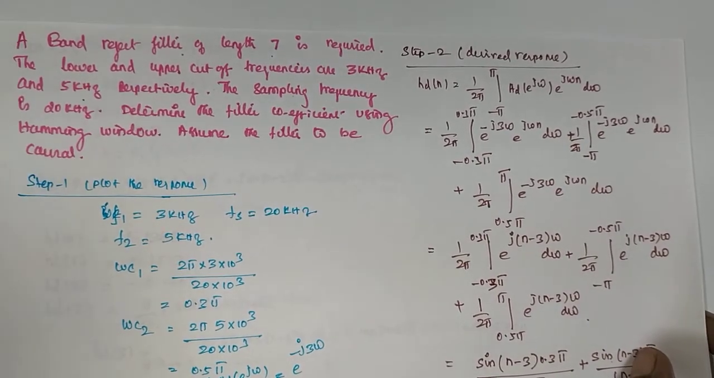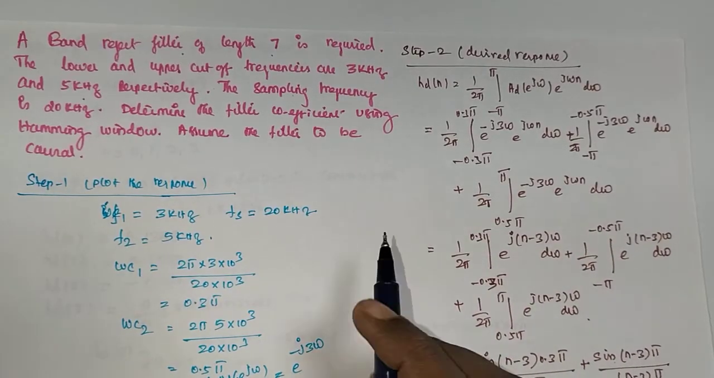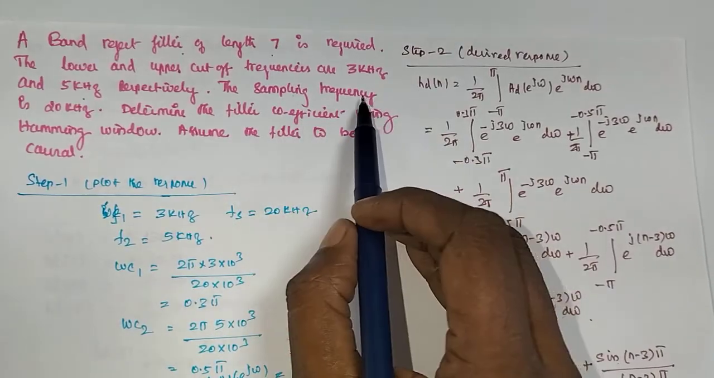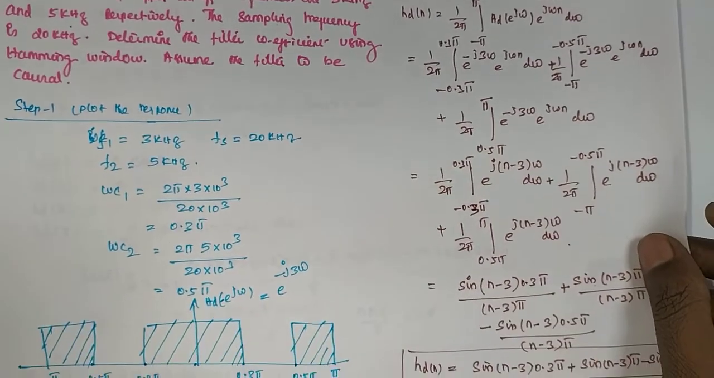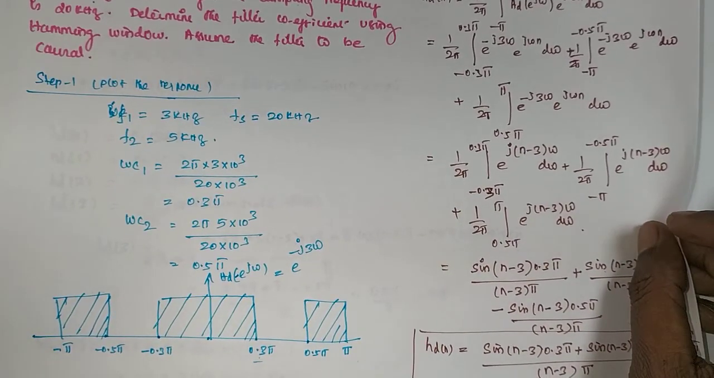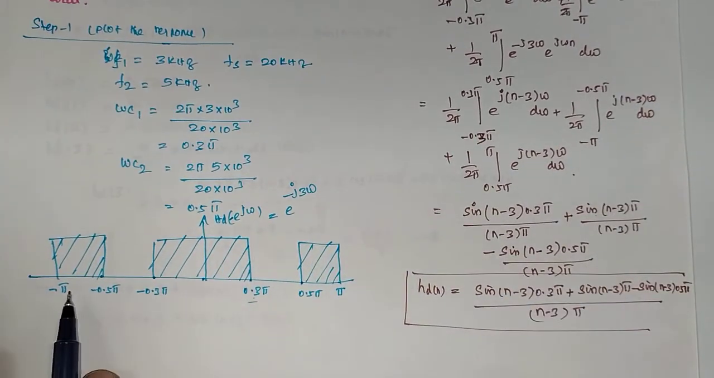That is, we have to design a band reject filter. Here the filter is not symmetrical about 0, and it is not an ideal filter, and the parameters are given in hertz. So we have to convert into radian per second. After converting it into radian per second, that is 2 pi fc divided by fs, the sampling frequency, and then draw the plot.